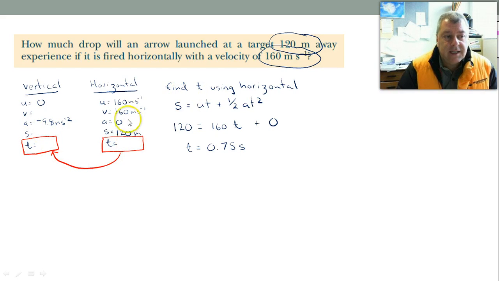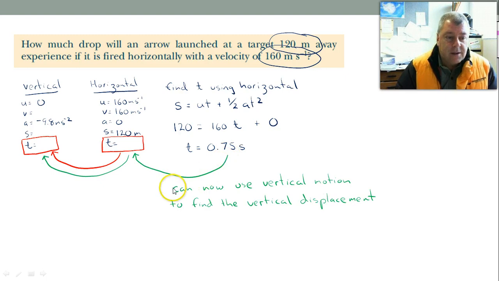So we're going to find t in the horizontal. We're only allowed to use these parameters in the horizontal. We can't mix the two up. Again, that's a common mistake. So we're going to use s equals ut plus half at squared, put the numbers in, and we get t equals 0.75 seconds.